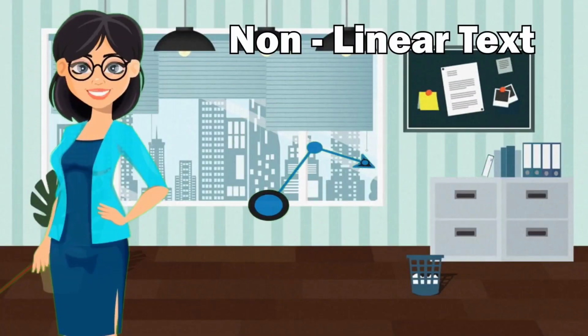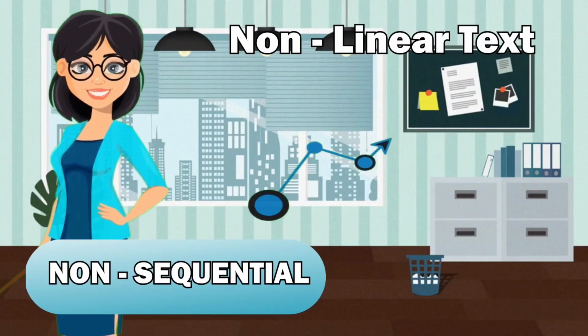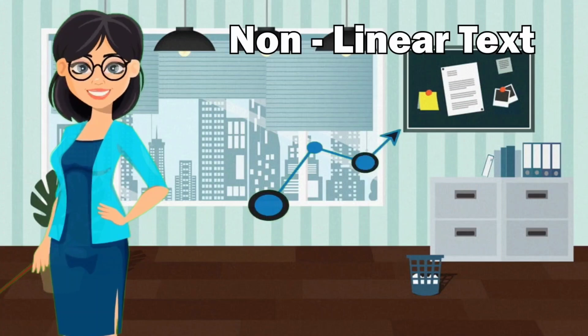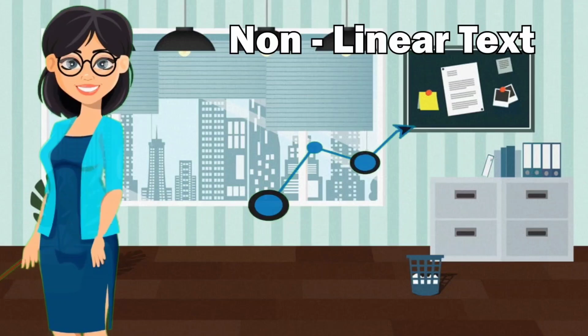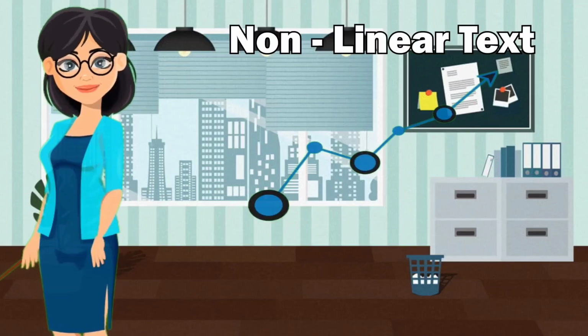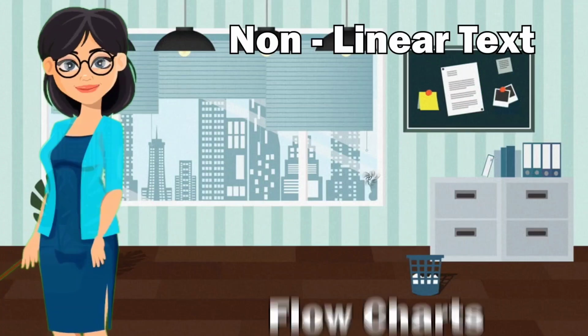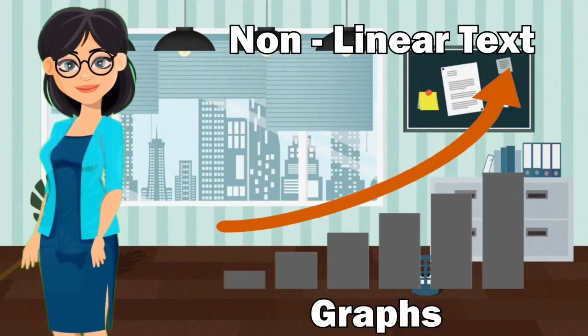A nonlinear text, on the other hand, is non-sequential. This means that the readers, not the author, decide how the text is to be read without necessarily following a prescribed pattern. The most common examples of nonlinear texts include flowcharts, charts, graphs, and other graphic organizers.